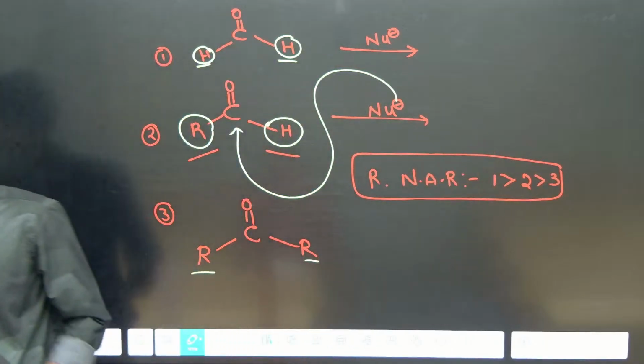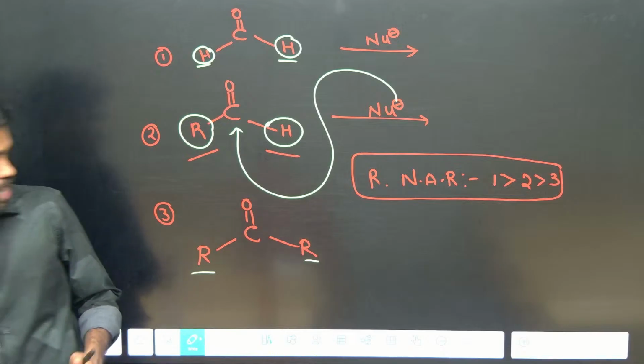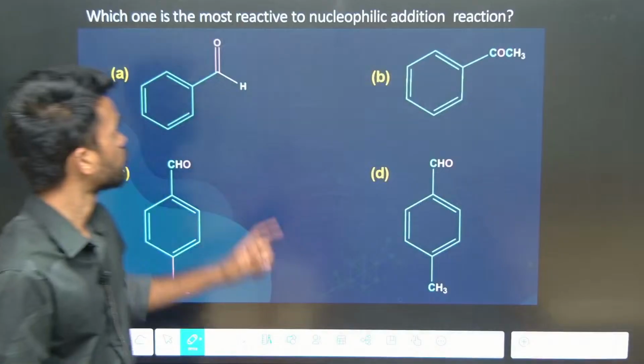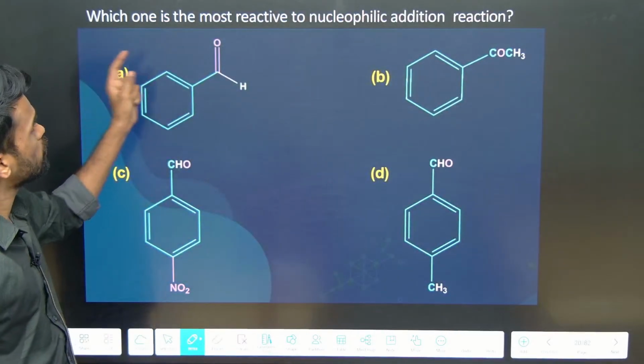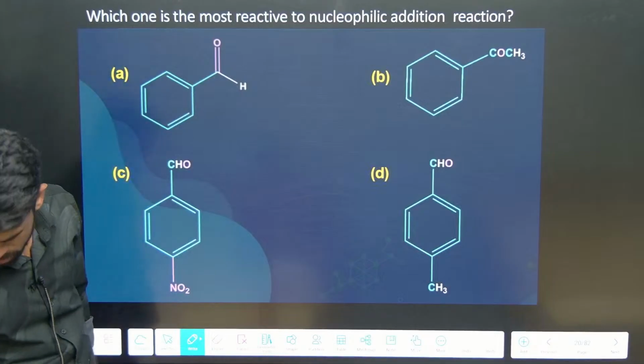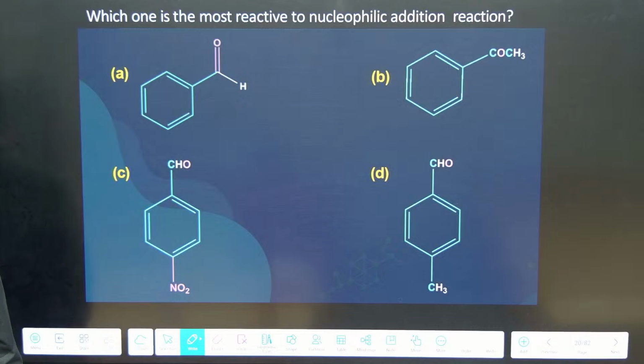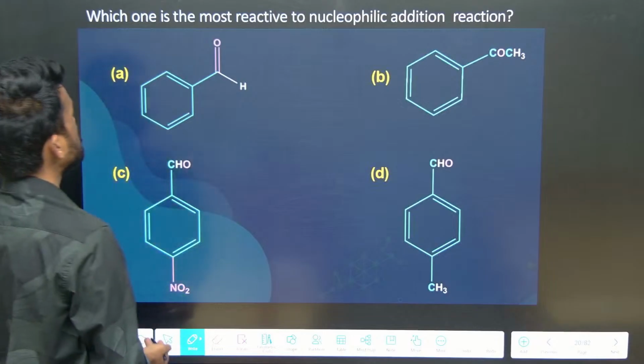Okay, is the concept clear or not? Yes. If the concept is clear, please tell me your answer for the next question here. Which one of the following is most reactive towards nucleophilic addition? Which is most reactive towards nucleophilic addition? Yes, tell me, how can you answer this?